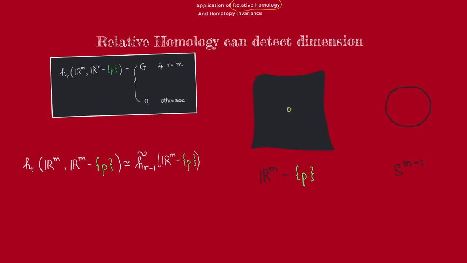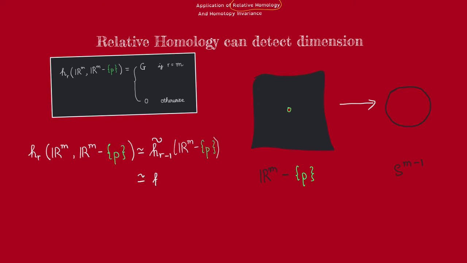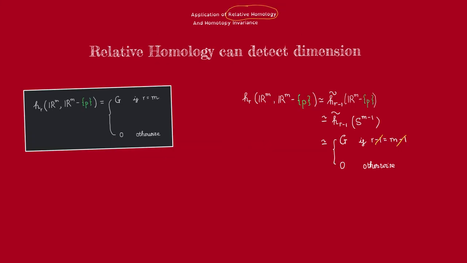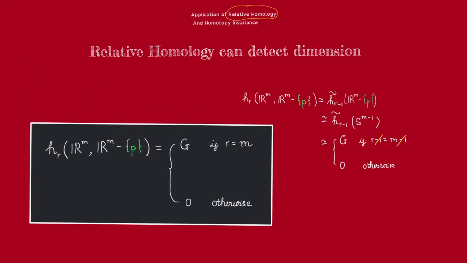But observe that R^m minus a point deformation retracts to the (m-1)-sphere. So these homology groups are just going to be isomorphic to the reduced homology group of the (m-1)-sphere. And we already computed this. We know what this is. It's only going to be non-zero when these two degrees agree. In particular, that means when k is equal to m. Thus, we have established that this relative homology is non-zero only in degree m, and thus it allows us to detect dimension.